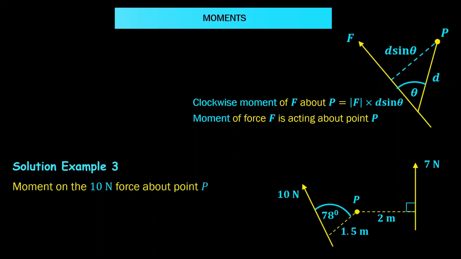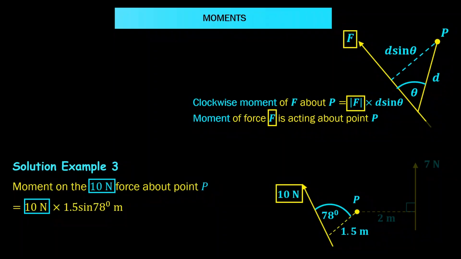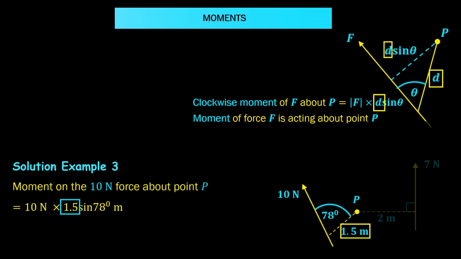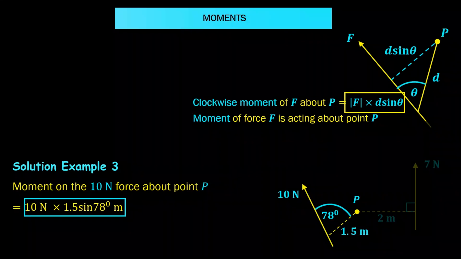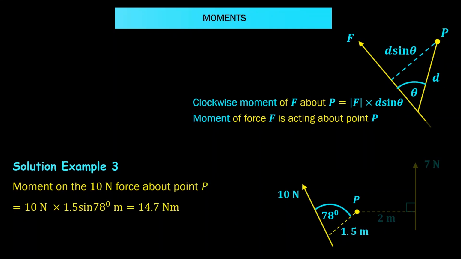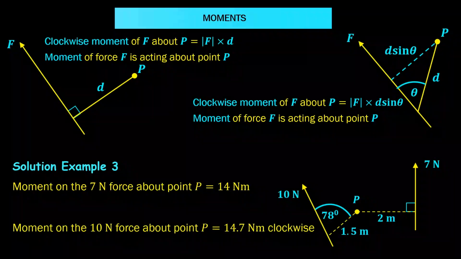Now let's calculate the moment of the 10 newton force about the point P. This equals 10 newtons times 1.5 sine 78 degrees, which equals 14.7 Newton meters. And this is measured clockwise. And so here's a summary of our results for this example.